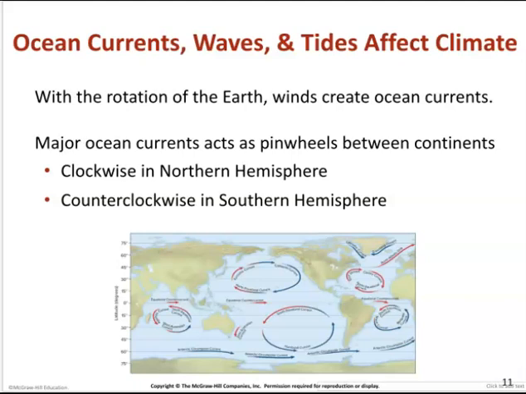So major ocean currents are like a pinwheel between continents, and it's spinning in the northern hemisphere clockwise. Oddly, in the southern hemisphere, counterclockwise. It makes sense that they're different, but so much different that in the air, the hurricane is the opposite.